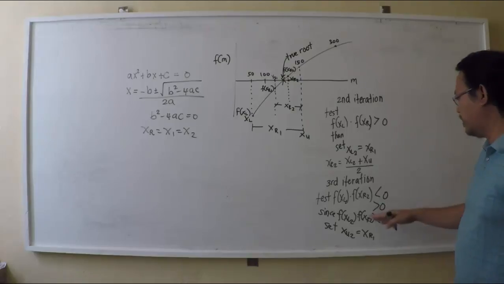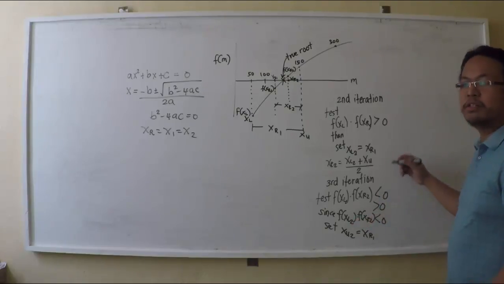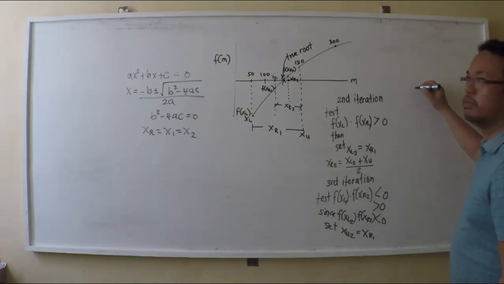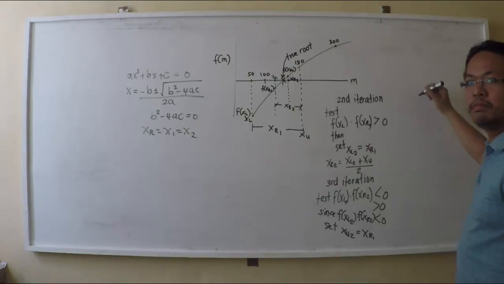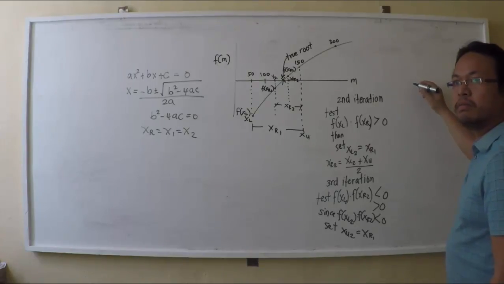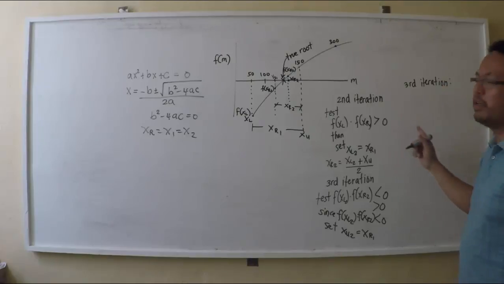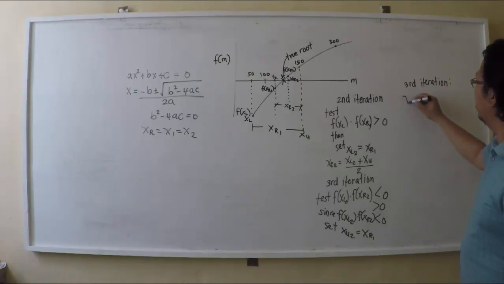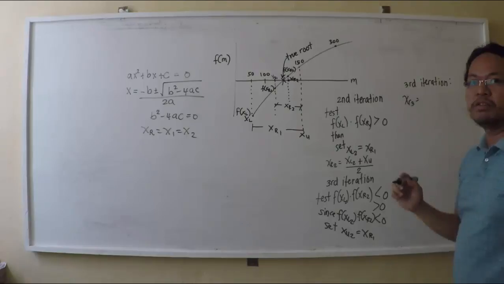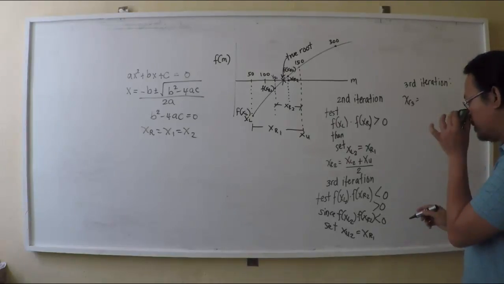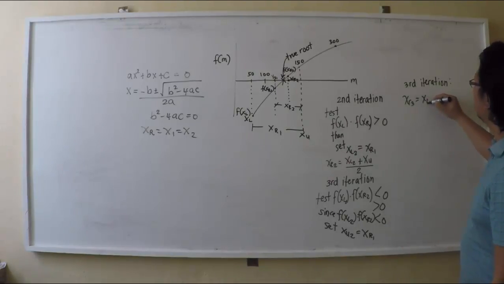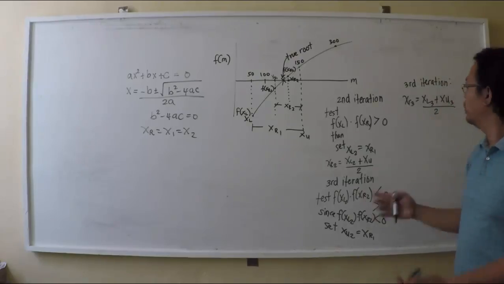Xr2, and then here we divide this one, from the third iteration. Third iteration. Let me write this one. XR3 is equal to XL3 plus XU3 over 2. This is now your new root.